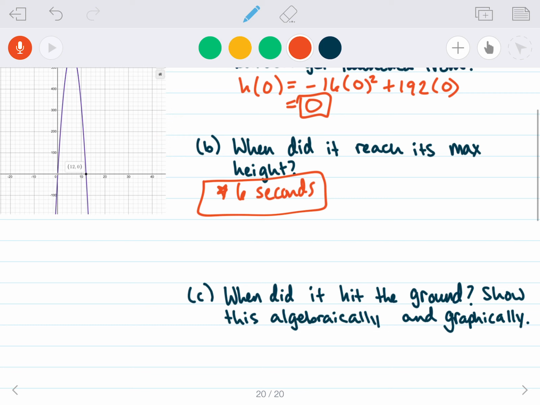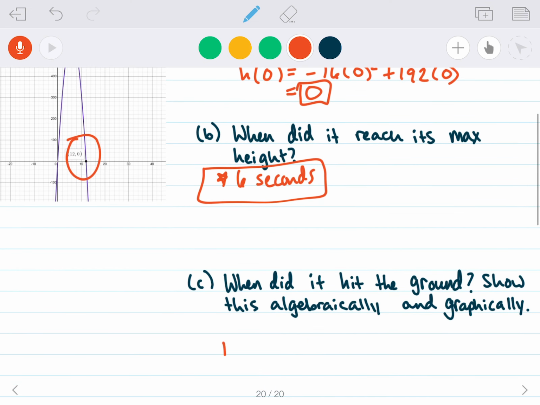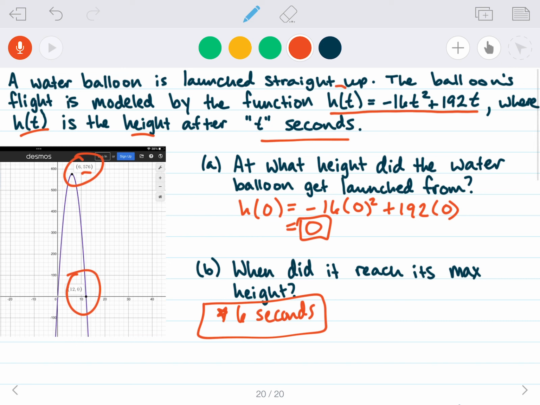Okay. When did it hit the ground? Now we can show this algebraically and graphically. So when did it hit the ground? Well, graphically, that's here, right? That's when it hits the ground. That has a height of 0. So it hits the ground at 12 seconds. Now let's prove this algebraically. Algebraically, when it hits the ground is when the height is 0.